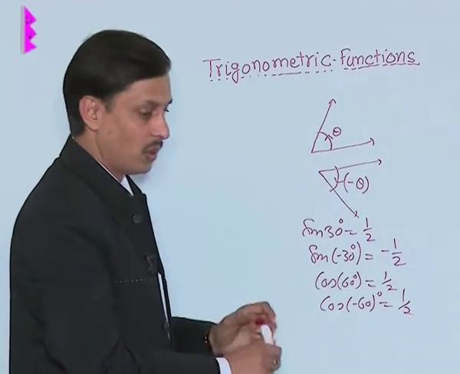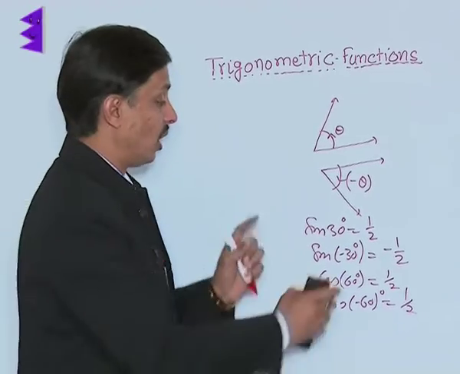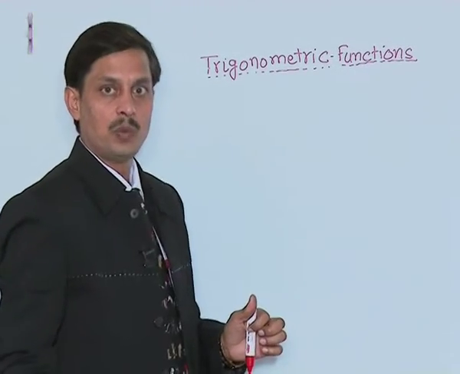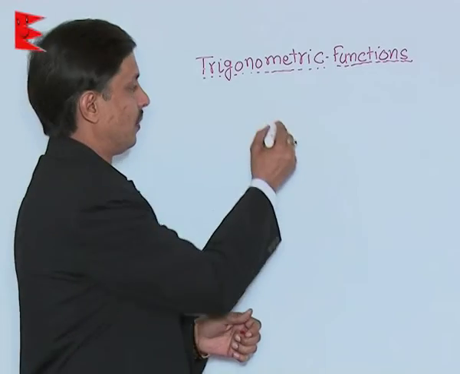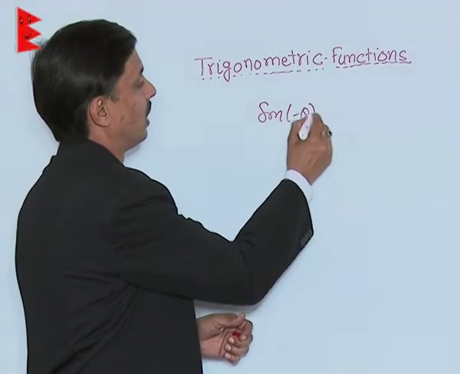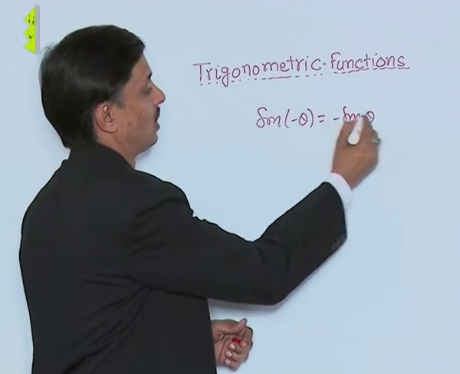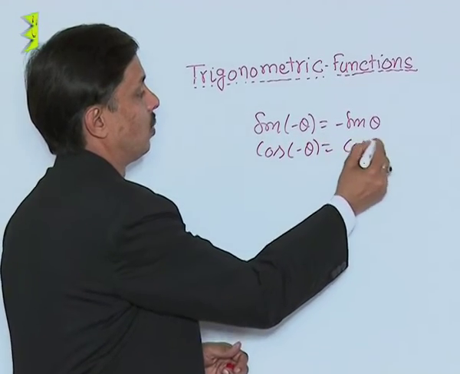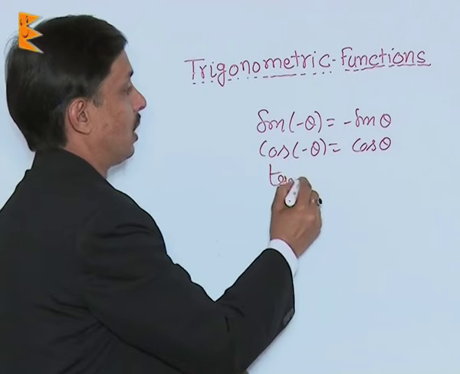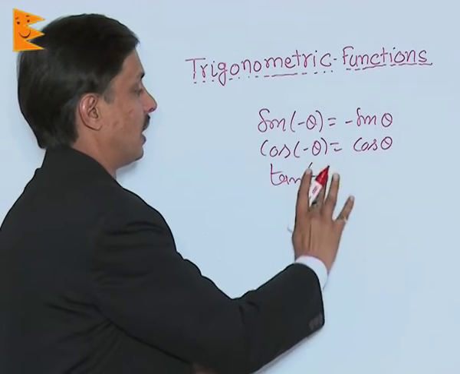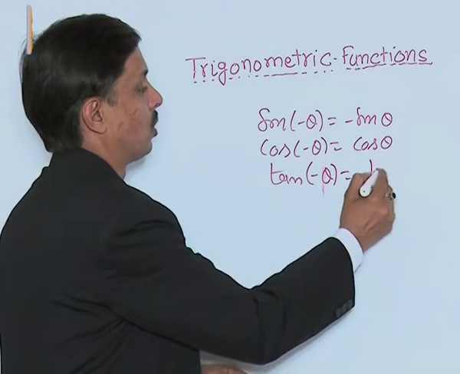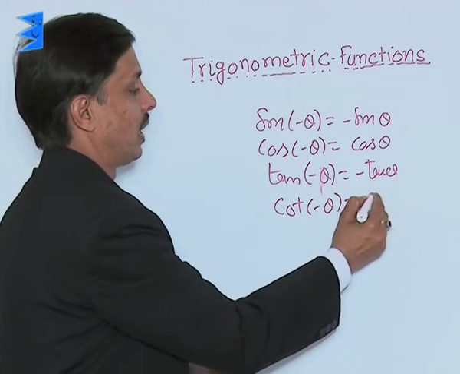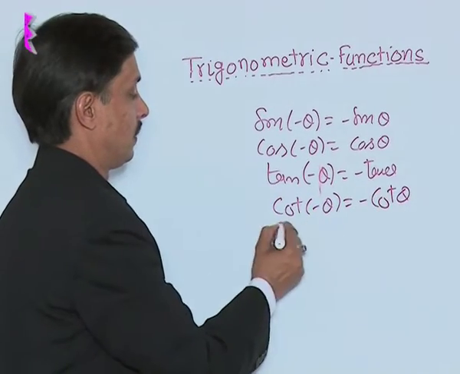So, I want to tell you the formulae related to the negative angles. These values you always need to remember: sine of minus theta is equal to minus sine theta. Cos of minus theta is equal to cos theta. Tan of minus theta is equal to minus of tan theta. Cot of minus theta is taken as minus cot theta.